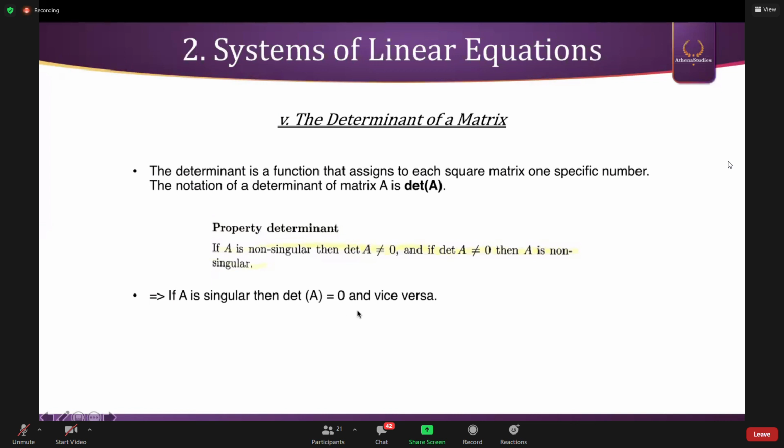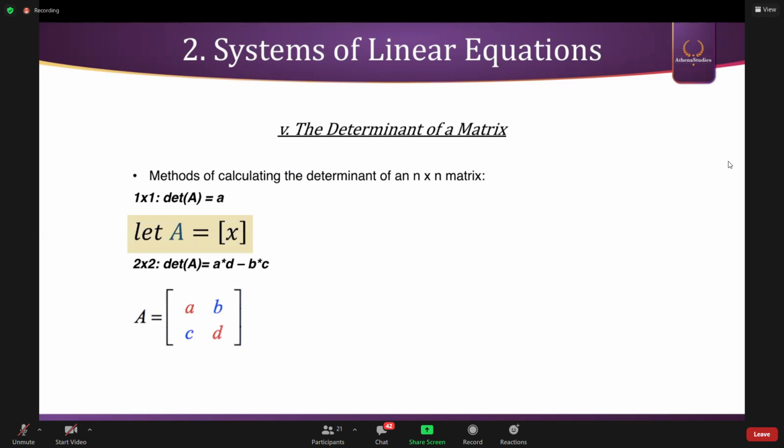So if you're asked to check whether you can inverse a matrix or not, you first calculate the determinant. And if the determinant is equal to 0, the matrix cannot be invertible. If it is not equal to 0, so if it's different from 0, it means it has an inverse, and we can start looking for it.